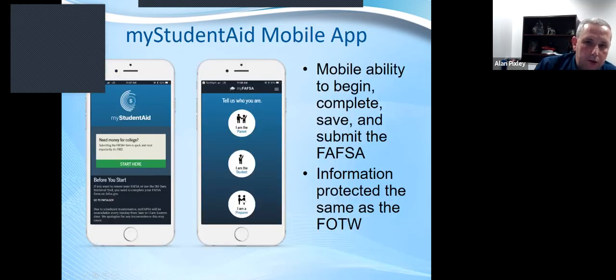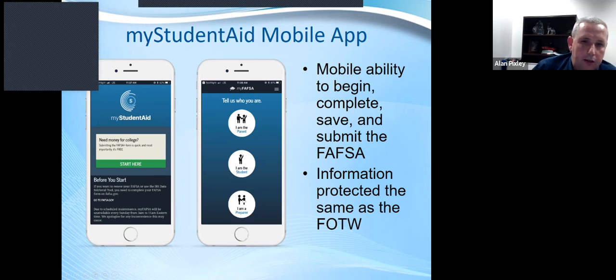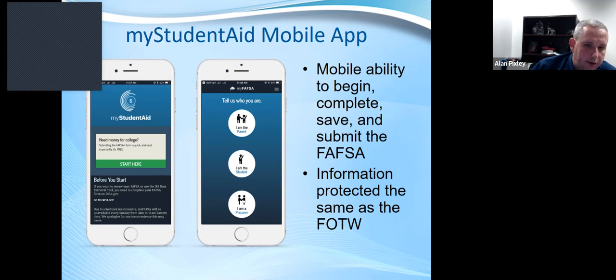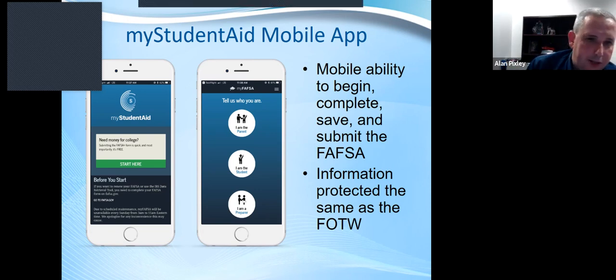On the mobile phone, it's really similar. You have the ability on the mobile app to begin, complete, save, and submit the application. And information is protected the same as on the FAFSA on the web. So lots of security, and you will notice that when you start trying to establish your FSA ID, they have all these security features and two-part authentication. So keep that in mind.